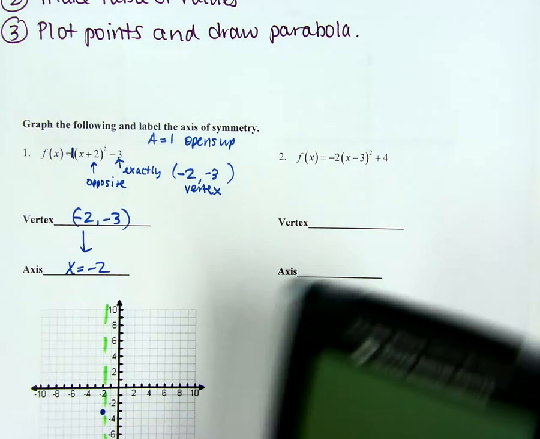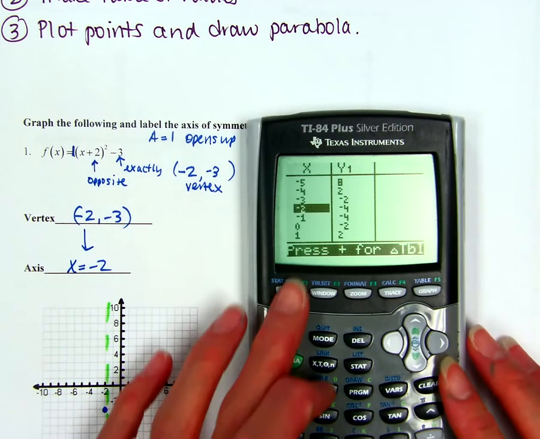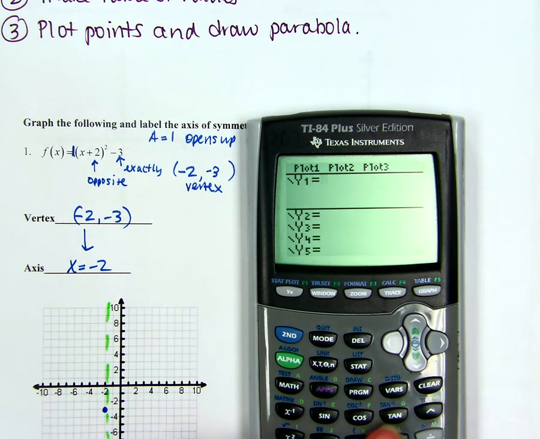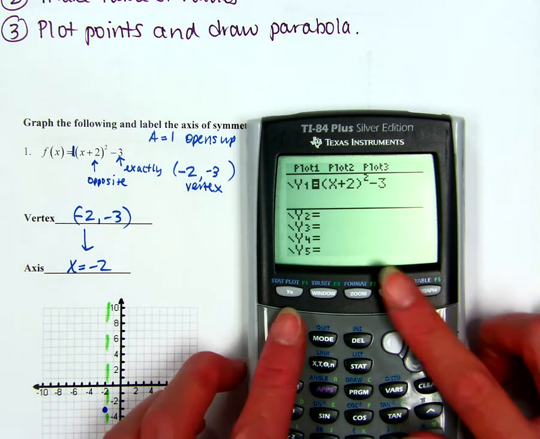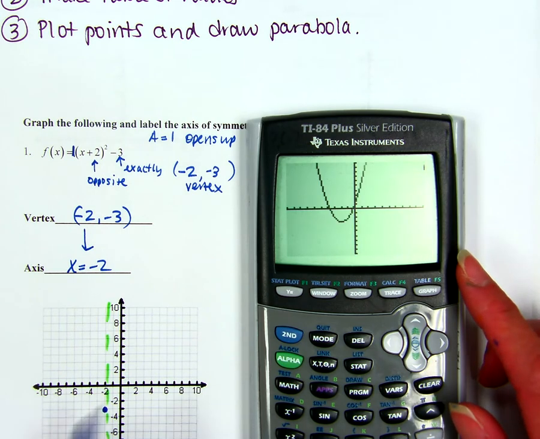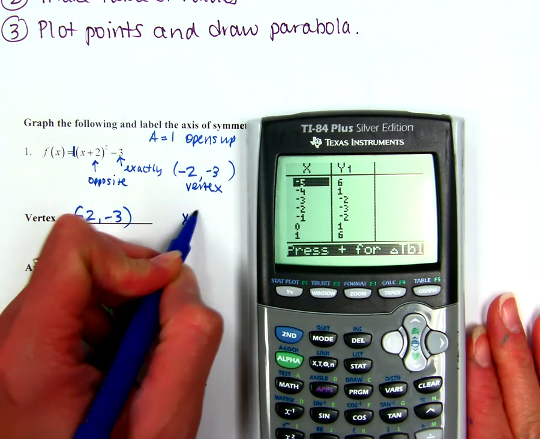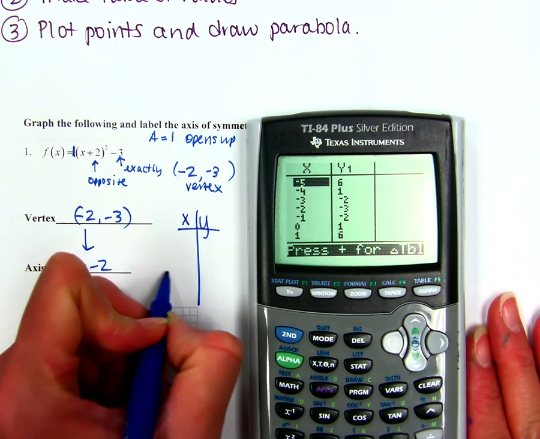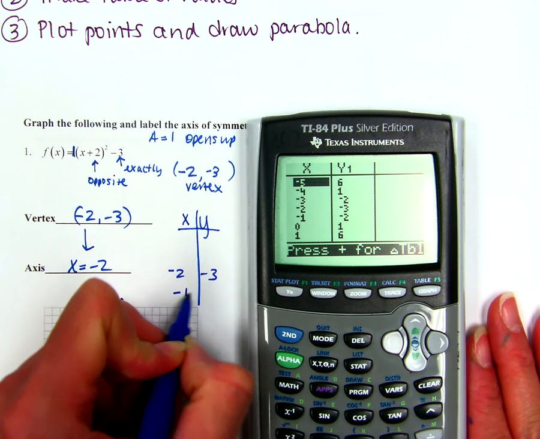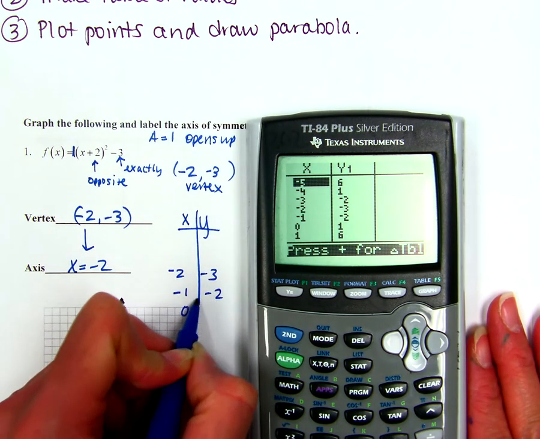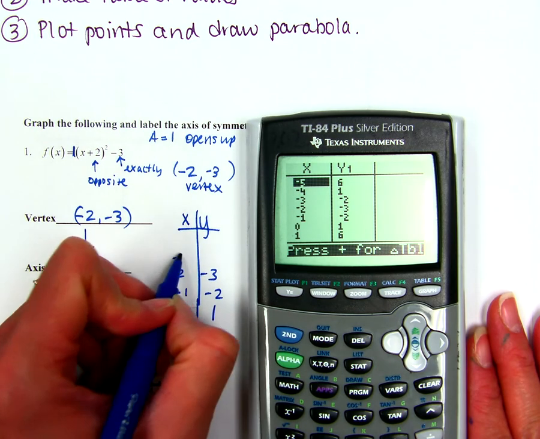Alright, then I'm going to use my graphing calculator to do the rest. So I'm going to go to y equals, type in my equation, (x plus 2) squared minus 3. Then I'm going to hit graph. So that's what my picture should look like. It's a parabola opening up. And then if I copy down a few values in my table, I have negative 2, negative 3. And then I'm going to copy a couple more below and above.